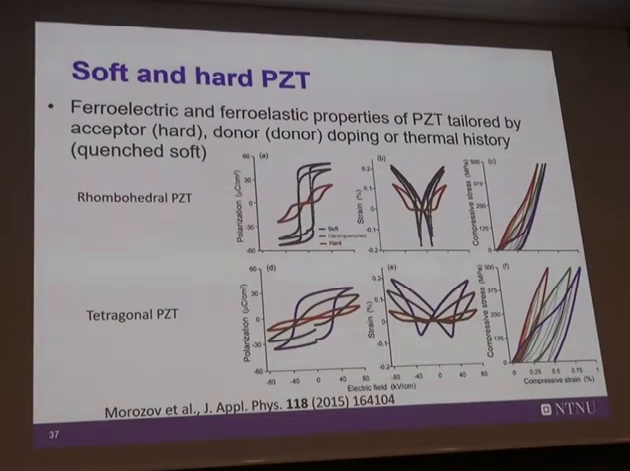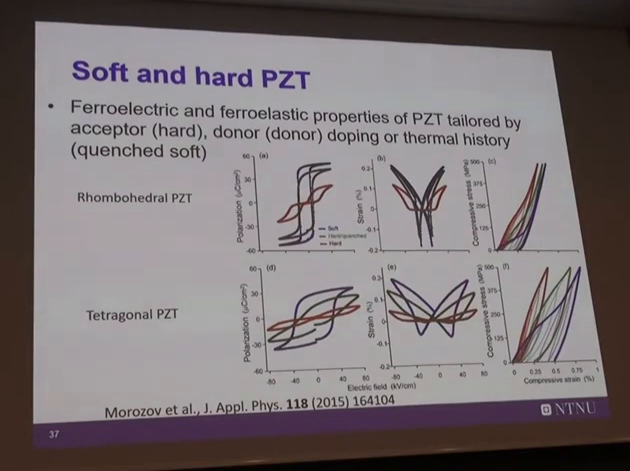The soft material will always stay soft; it cannot age. And you see the same behavior for the tetragonal again, that you can change it from soft to hard, or the hard material can become soft by quenching it, going up above the Curie temperature and then quenching it down again. And the nice thing is that not only the electromechanical response shows this behavior; you see also in the compressive stress versus compressive strain that the blue one here, which is a soft material, behaves in the same direction.